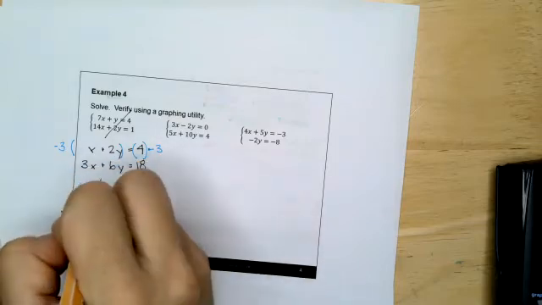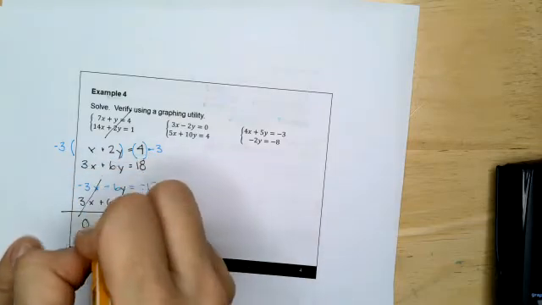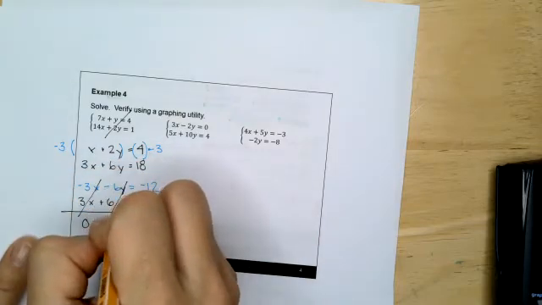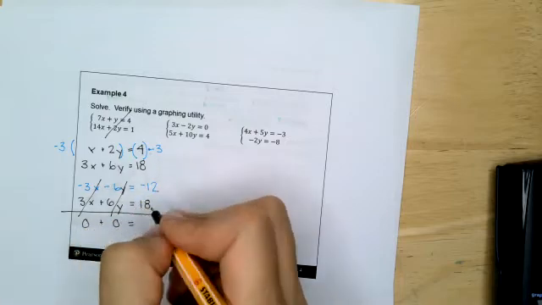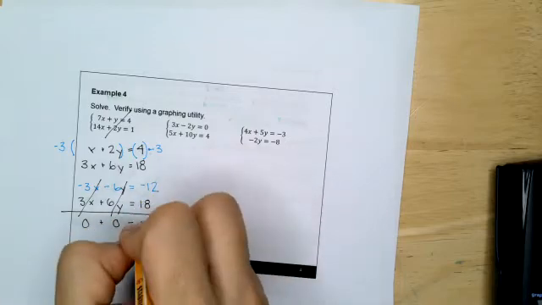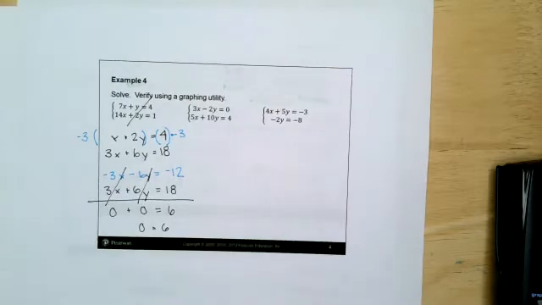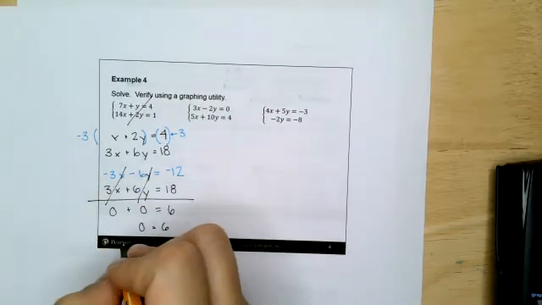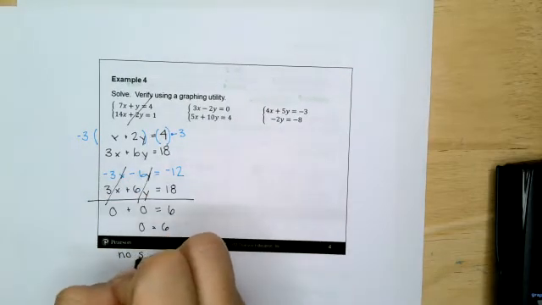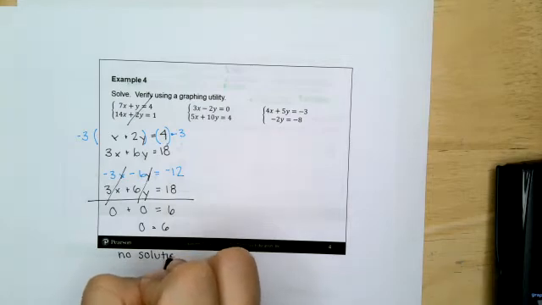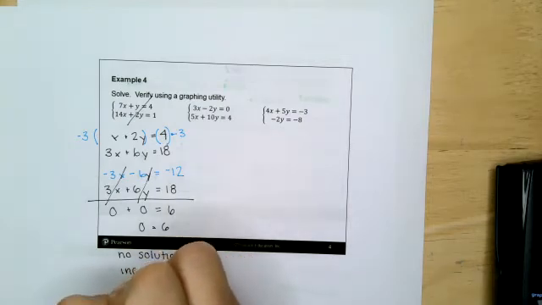Those eliminate. 18 minus 12 is 6. So we have 0 equals 6. That is not true, right? This is false. So this is no solution. And this is inconsistent.